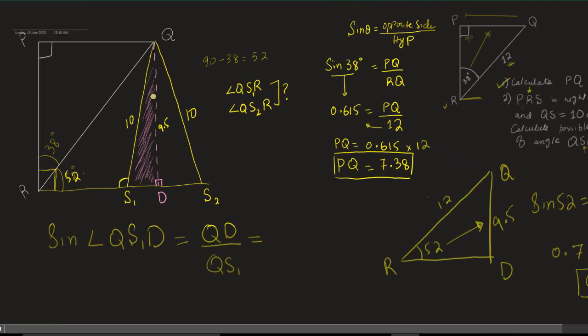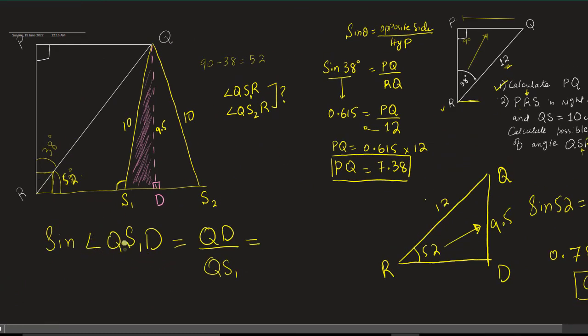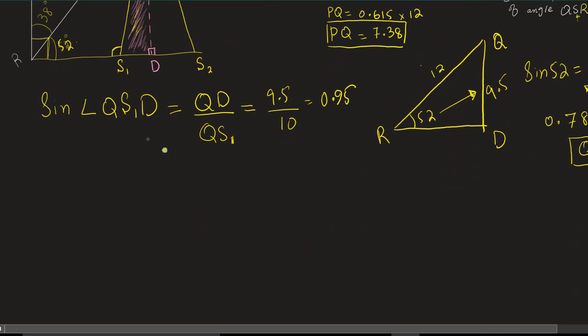Coming to the formula, sine of angle QS1D is equal to QD divided by QS1. QD 9.5 divided by QS, which is 10, because we are focusing on this area, right? I told you. So the hypotenuse is 10, and after solving this we get 0.95. But we need to find QS1D. The focus is on S1, the middle one, so we need to find this S1 angle. So this sine needs to go to the other side.